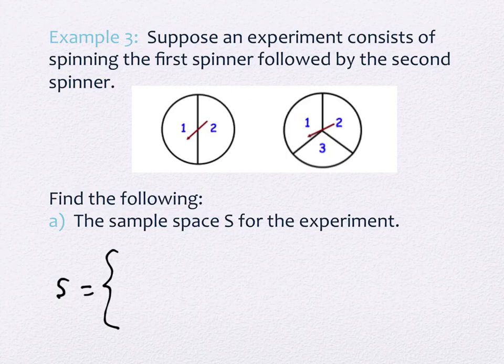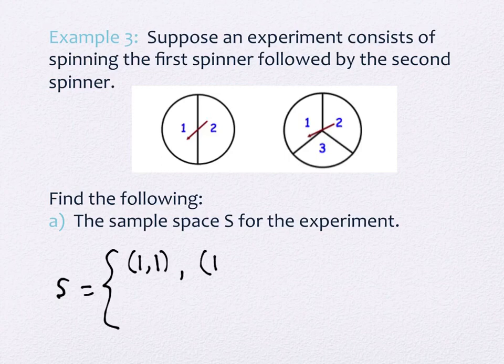So when I spin the first spinner, I can get a 1, right? That's one of my outcomes on the first spinner. And then I follow it with a spinner on the second spinner. I'm going to write them like they're ordered pairs. You could just write them as digits, and that would be fine too. So I'm going to do mine like this. But I could spin 1 on the first spinner, and I could spin a 1 on the second spinner.